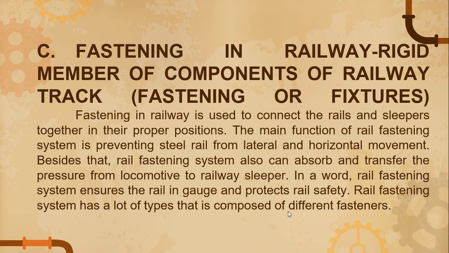Besides that, rail fastening system also can absorb and transfer the pressure from locomotive to railway sleeper. In a word, rail fastening system ensures the rail engages and protects rail safety. Rail fastening system has a lot of types that is composed of different fasteners.